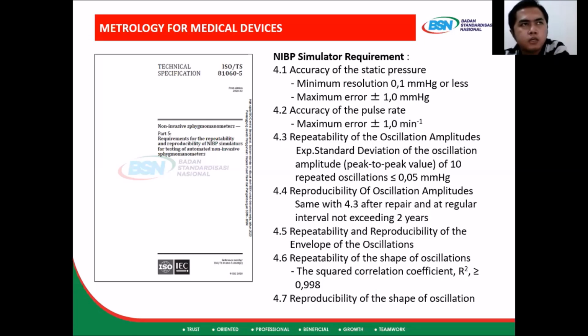For the commercial simulator like the PP pump, I personally don't know if it already complies with this standard or not, since this is a new standard from 2019, still a draft then, but now already official and available.